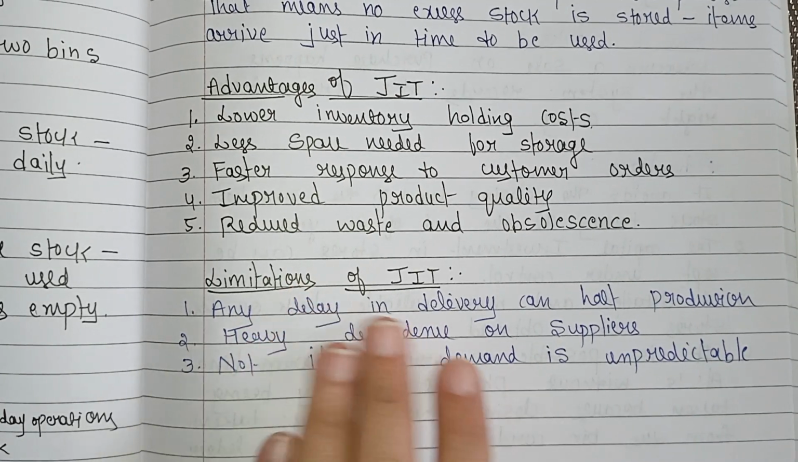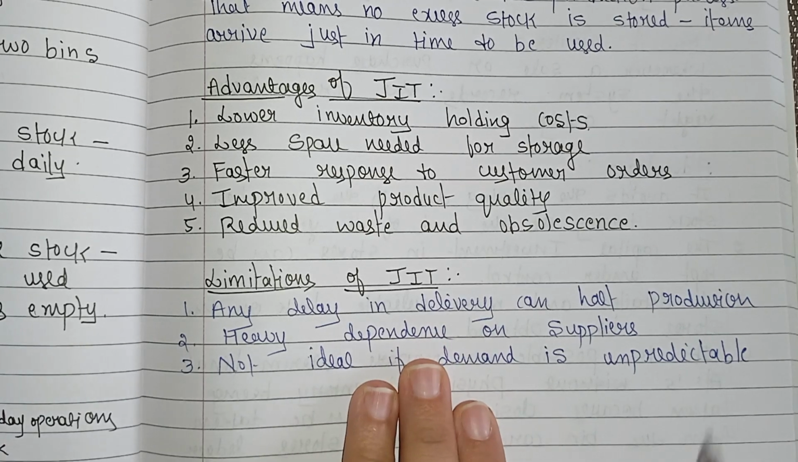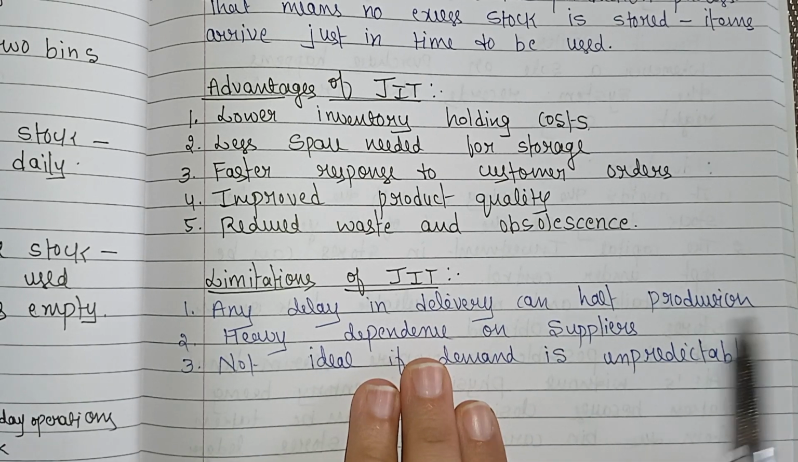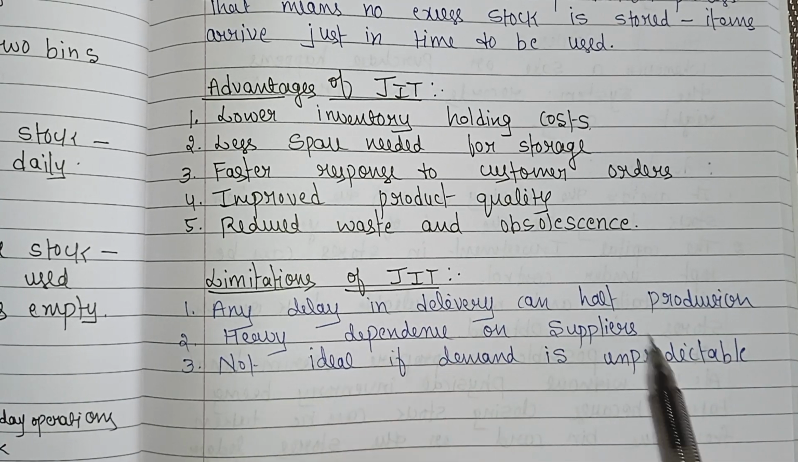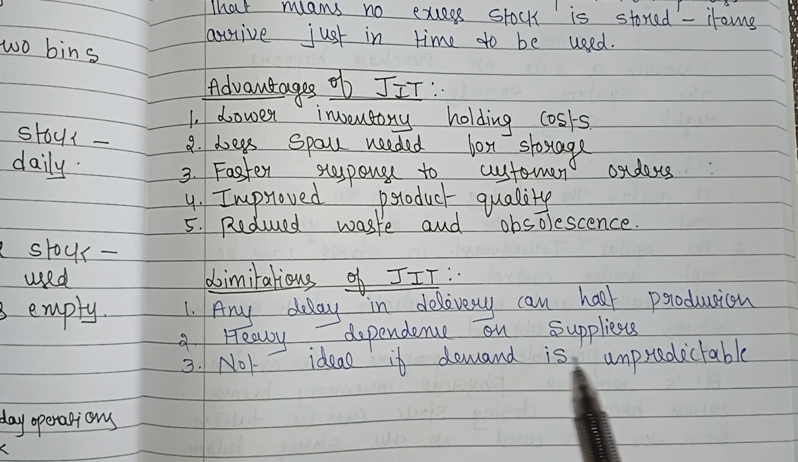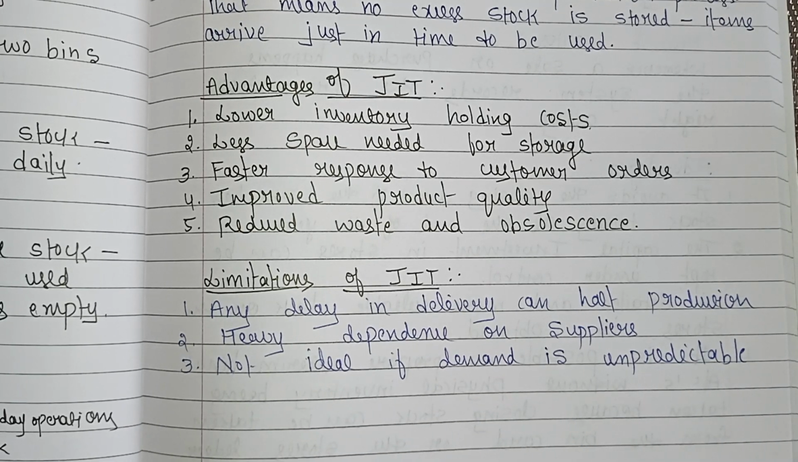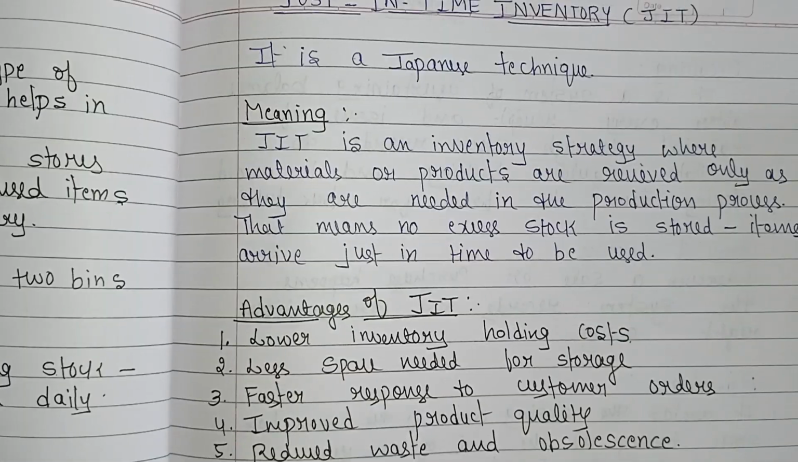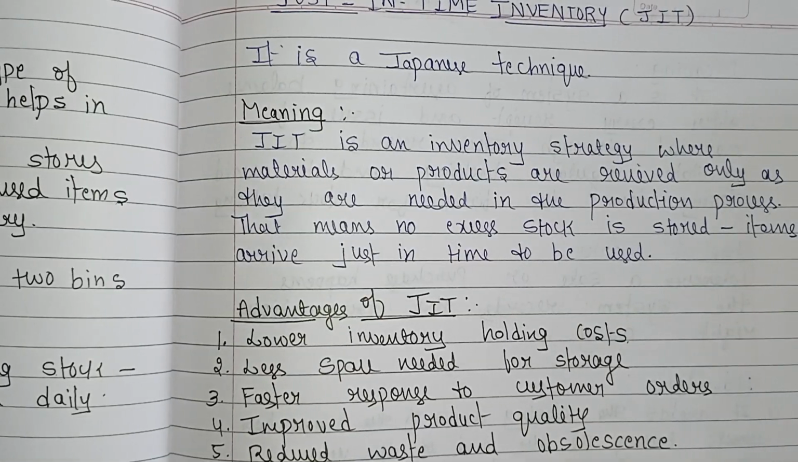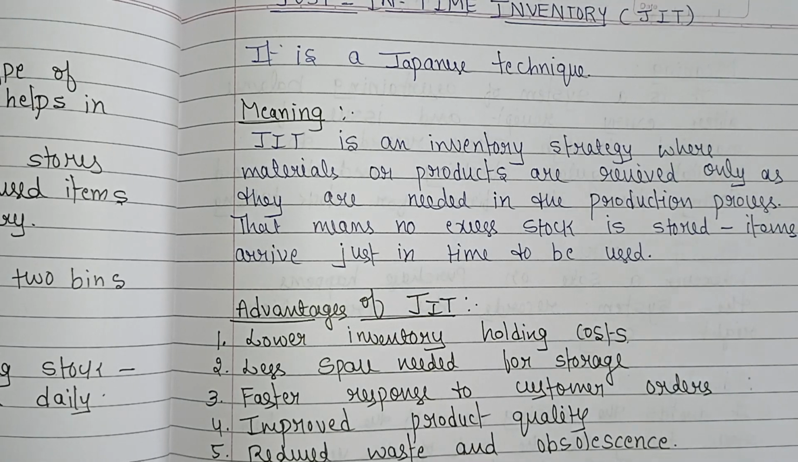So what are the limitations of JIT? Delay in delivery can halt production, heavy dependence on suppliers, and not ideal if demand is unpredictable. So the JIT system is effective, fast and cost effective, but only if done right. So this is about just-in-time inventory. Just-in-time inventory means we will order the materials according to our requirements.